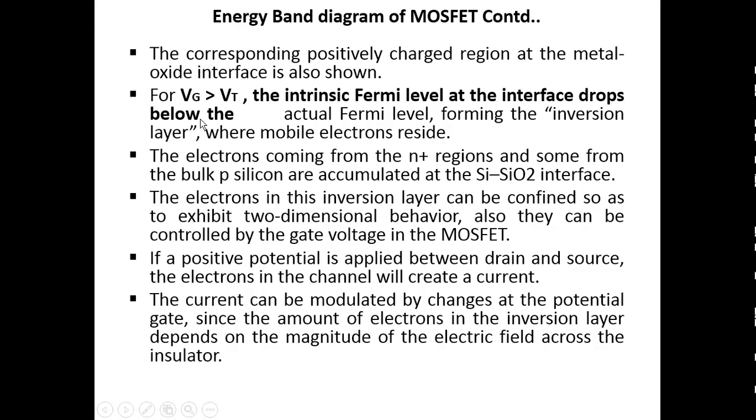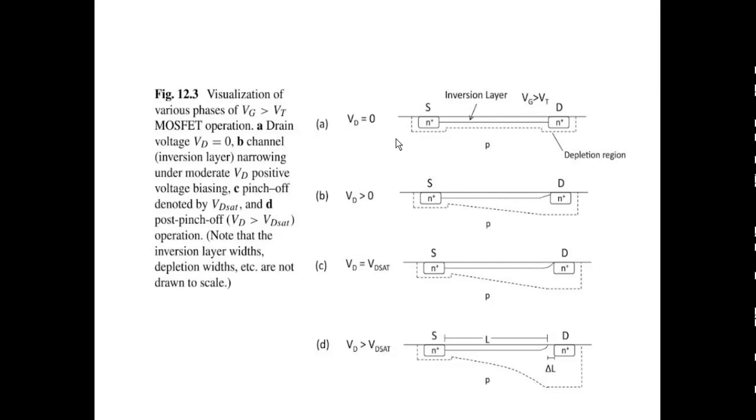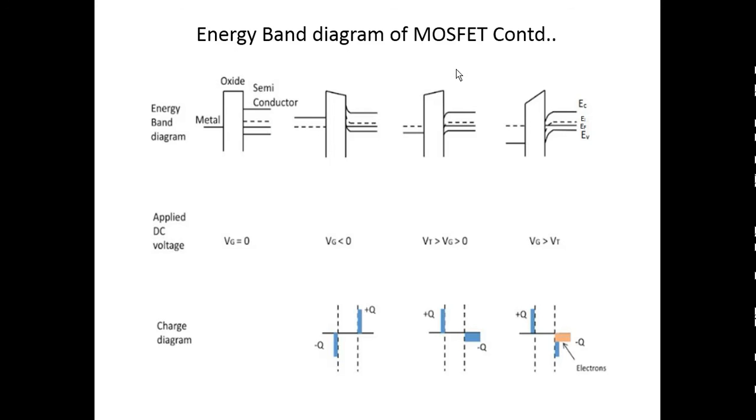But for Vg greater than Vt, that is when the device is operated, that is, the gate voltage is more than the threshold voltage Vt, the intrinsic Fermi level at the interface drops below the actual Fermi level. That is the important thing you have to note down again. Here you can see the intrinsic Fermi level has just dropped down. When the condition is here, the intrinsic Fermi level has now dropped down. Now the new Fermi level is this one.